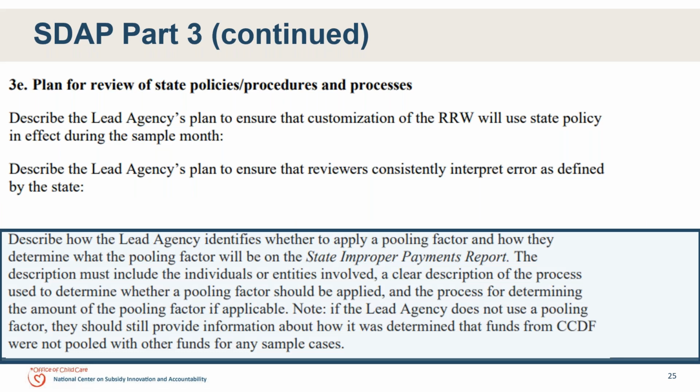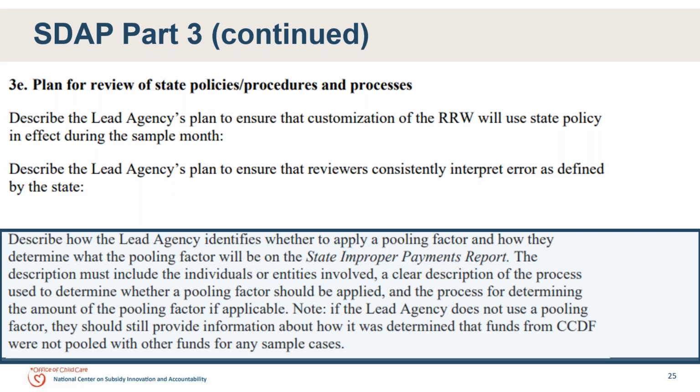Then in the last part of 3E, we ask you to describe how you will identify whether to apply a pooling factor in your state improper payments report. So when you are coming up with your final error measures, your findings from the reviews, there's going to be some dollar amounts involved. And we're asking you how you're going to identify or decide whether you're going to be applying a pooling factor to those amounts.